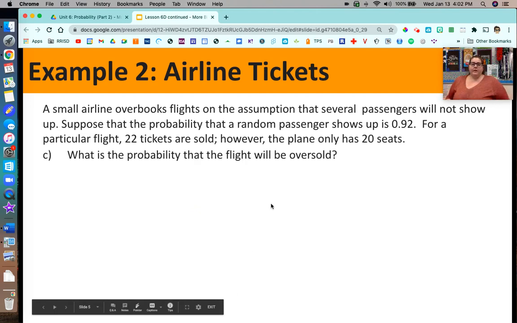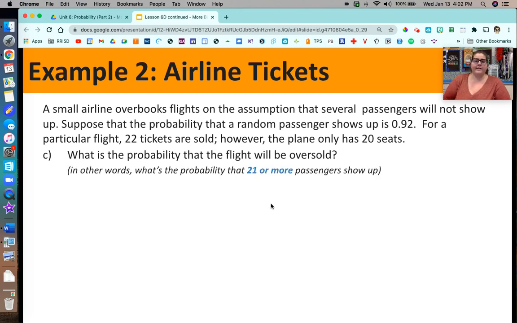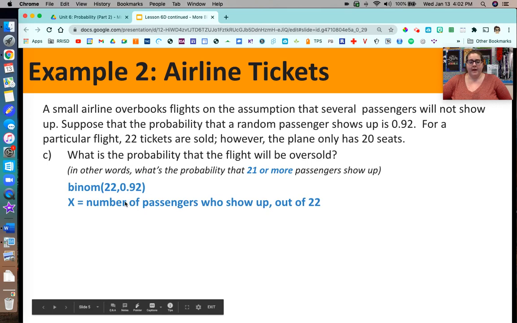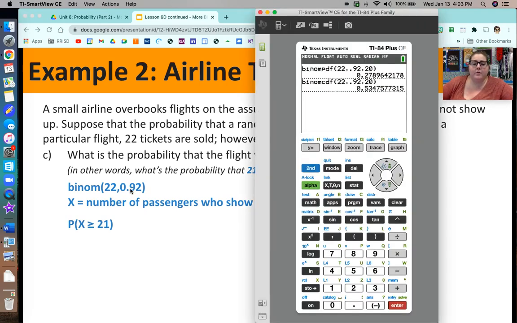So then part C is, what is the probability that the flight will be oversold? Oversold in this case would mean that 21 or more passengers show up. So there's my model, there's my X. So I want the probability that X is greater than or equal to 21. There are a couple different ways that I could do this. What makes this tricky on the calculator is that your calculator has a shortcut for less than or equal to a number, which is binom CDF. Cumulative is everything up to and including a certain number.